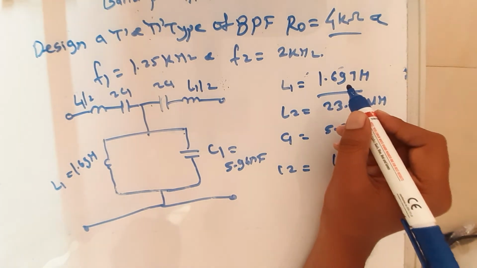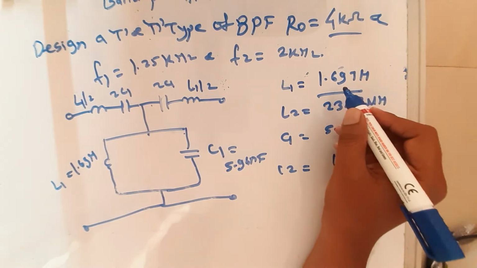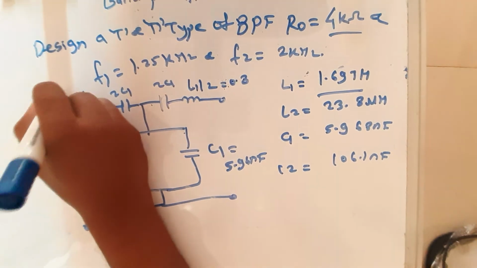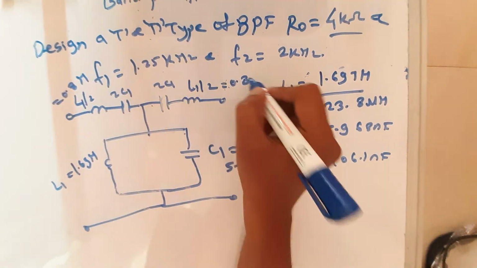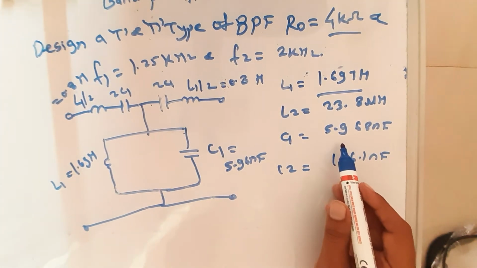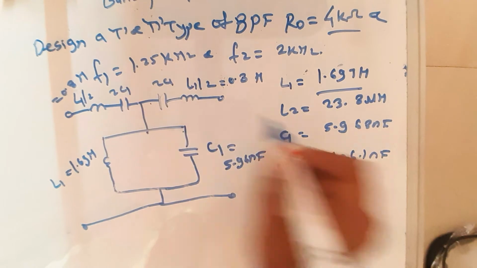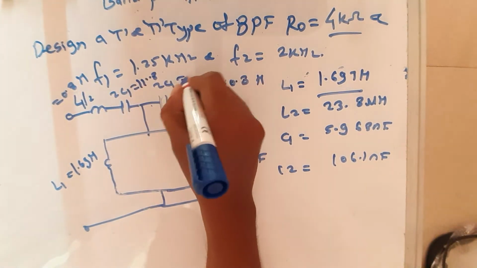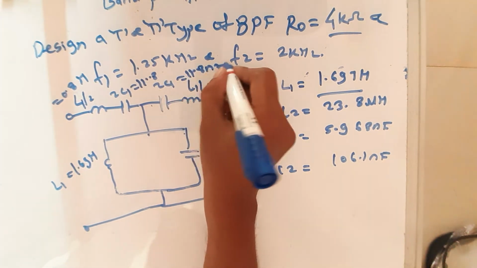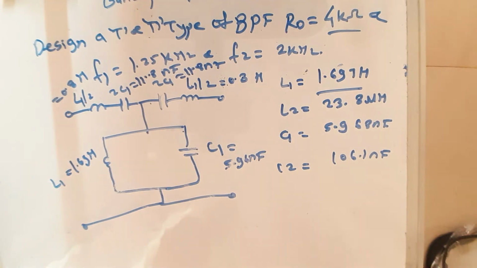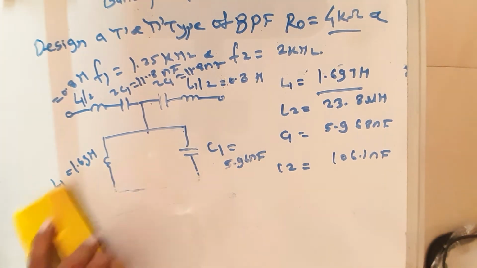Similarly L1 by 2, so make this one as a half. After making this half, just check what will be the value. Half means 0.8 something, 0.8 Henry and twice C1, 5.96 means 11 point something, make it double, so it will come twice C, 11 point something nanofarad. So we will put the value. This is the T type of band pass filter.